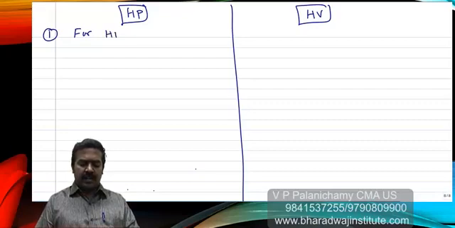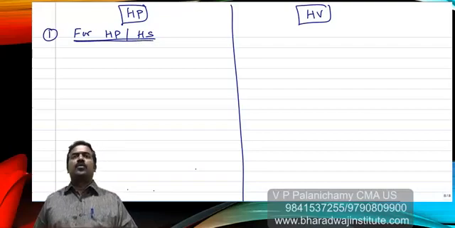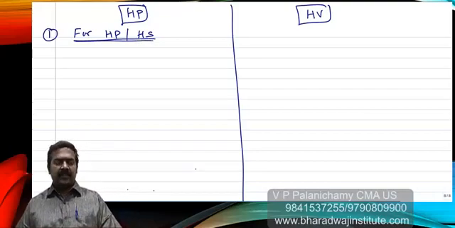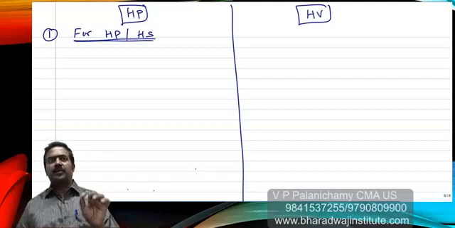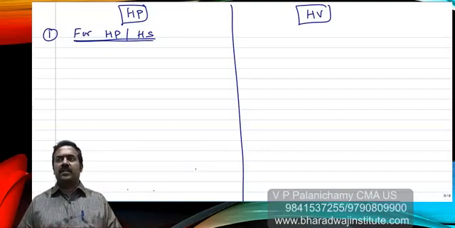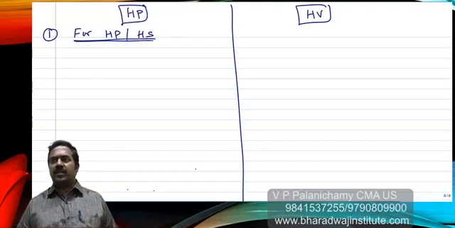Listen. For hire purchase or hire sales, who is getting the asset? Purchaser is getting the asset. Ownership is not transferred, but only possession is transferred. He has asked one question, sir: without ownership, how can he record the asset?